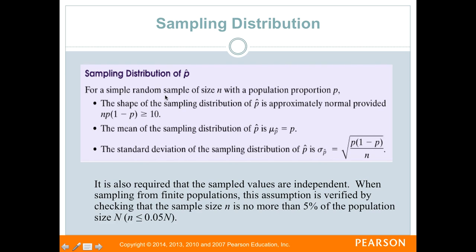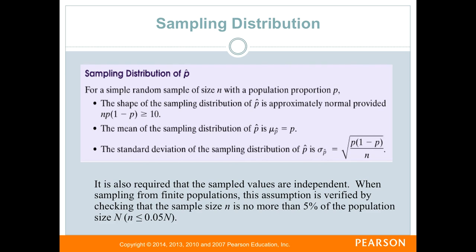This gives a nice little summary right here. This is found in your 8.2 lecture notes as well. Basically, the sampling distribution of p hat is approximately normal as long as n times p times 1 minus p is at least 10. This is something that you just need to check before you say that something is normally distributed.